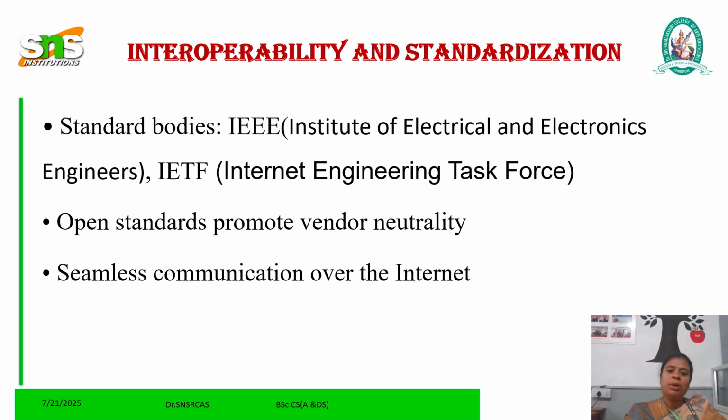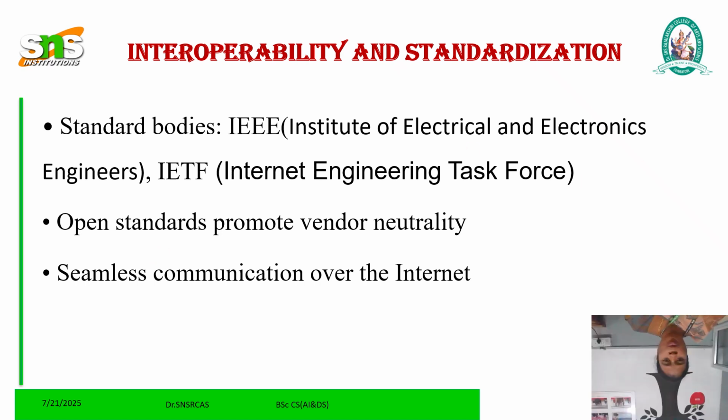Next one, interoperability and standardization. In computer networks, interoperability and standardization are two key aspects: devices can communicate efficiently regardless of their different software and hardware manufacturers. Open standards provide vendor neutrality and seamless communication over the internet. Standards bodies like the IEEE, the Institute of Electrical and Electronics Engineers, and the IETF, the Internet Engineering Task Force, are part of the standardization and interoperability process.